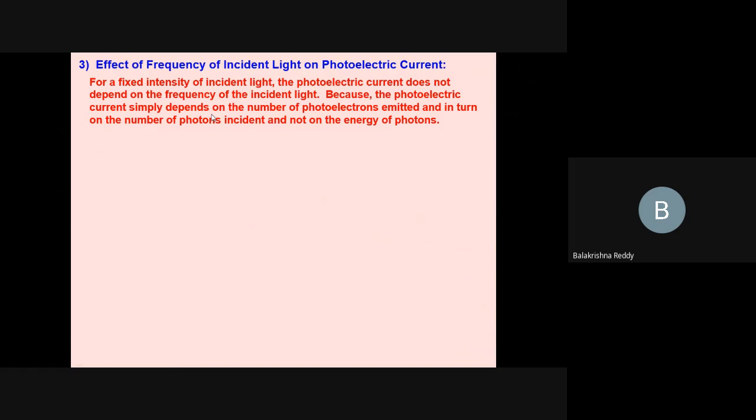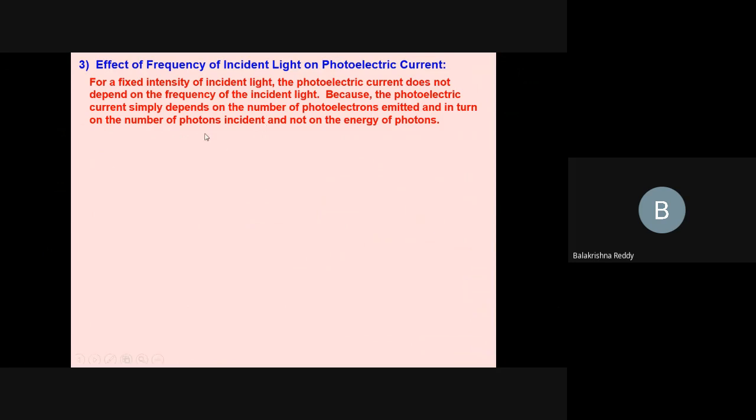Always remember, for a fixed intensity of incident light, the photoelectric current will not depend on the frequency of incident light. Means both are independent. Because the photoelectric current simply depends on the number of photoelectrons emitted per unit second from the metallic plate. Why? Photoelectric current always depends on the number of photoelectrons which are emitting from the metallic plate.